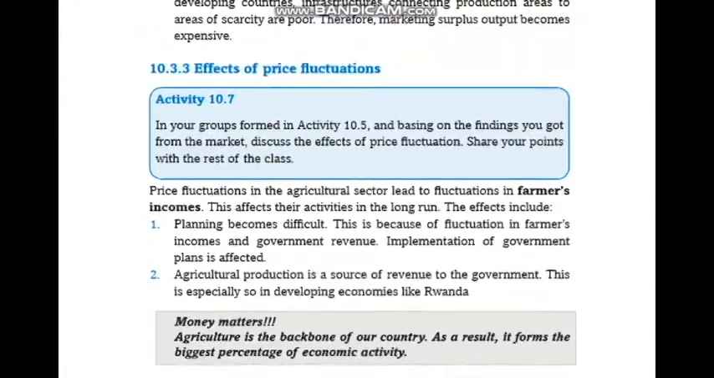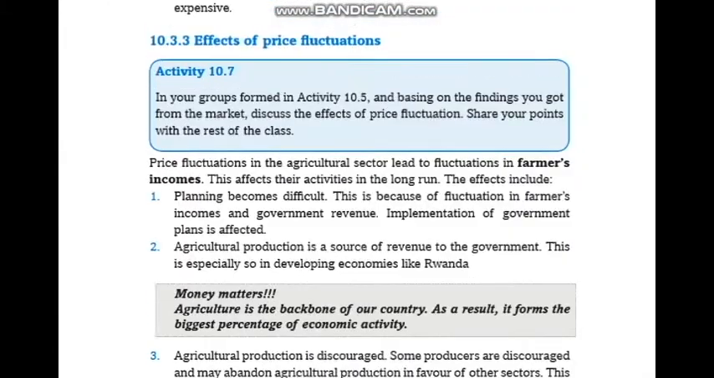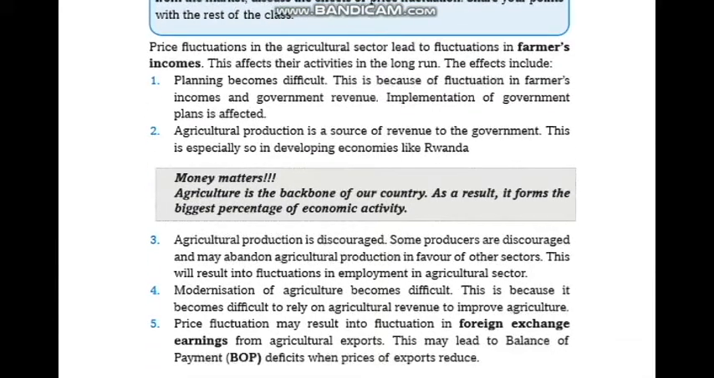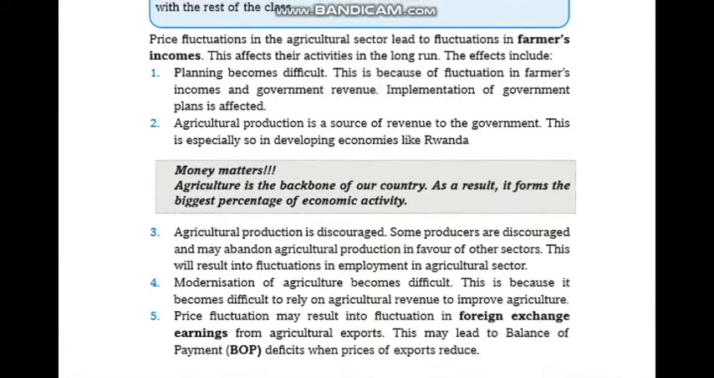Effects of price fluctuation. What are the effects of price fluctuation? Price fluctuation in the agricultural sector lead to fluctuation in farmers' incomes. These affect their activities in the long run.